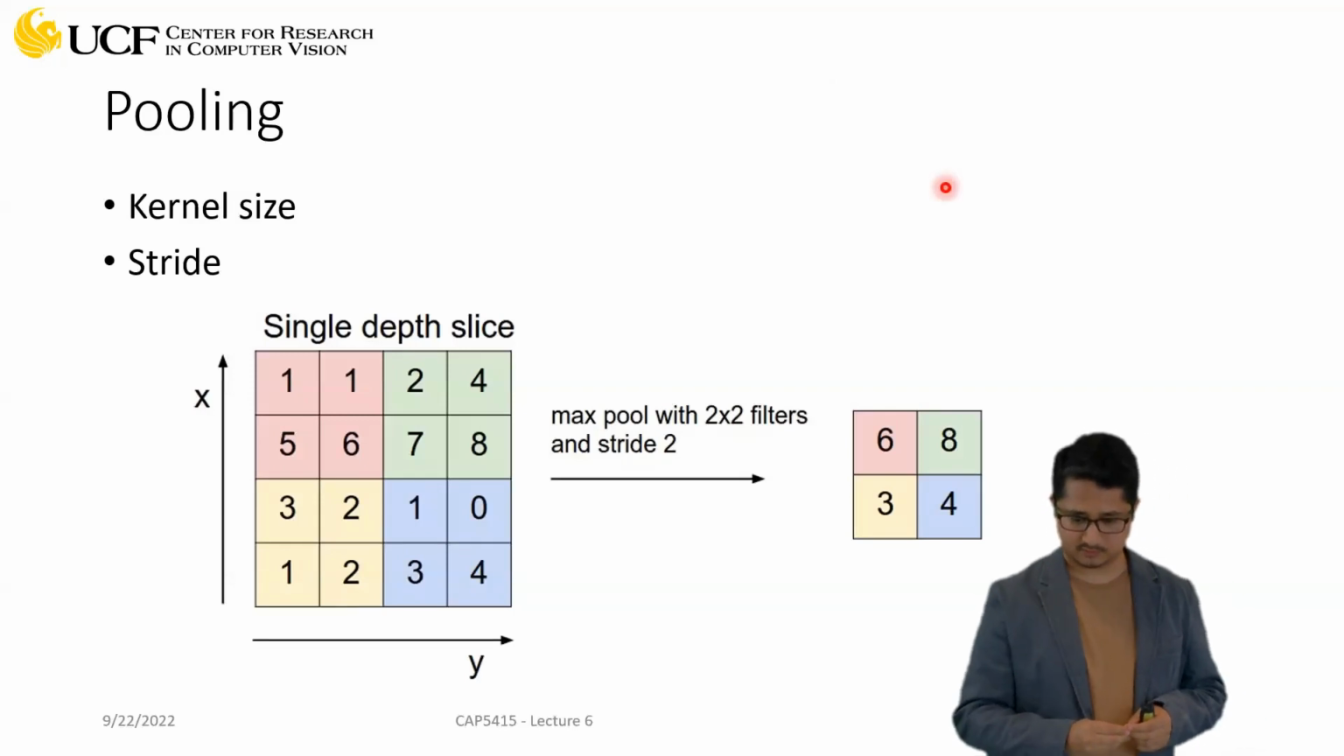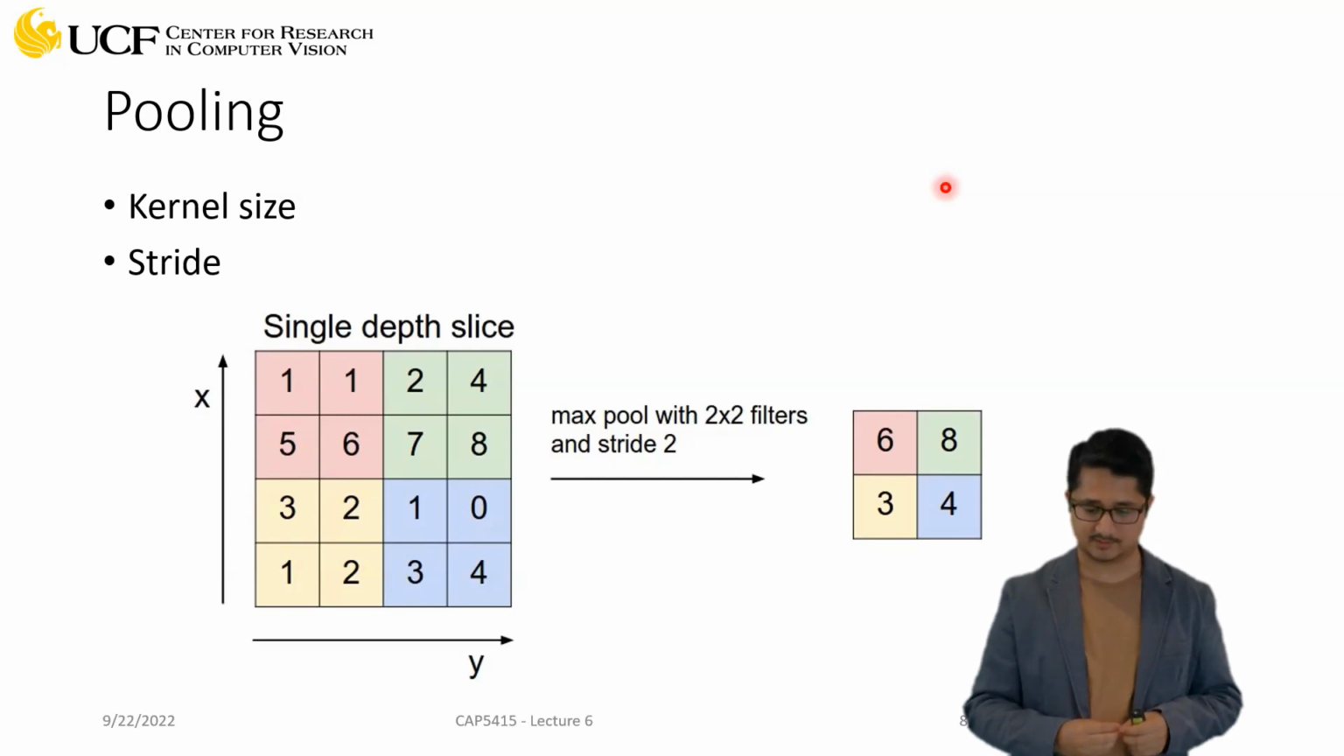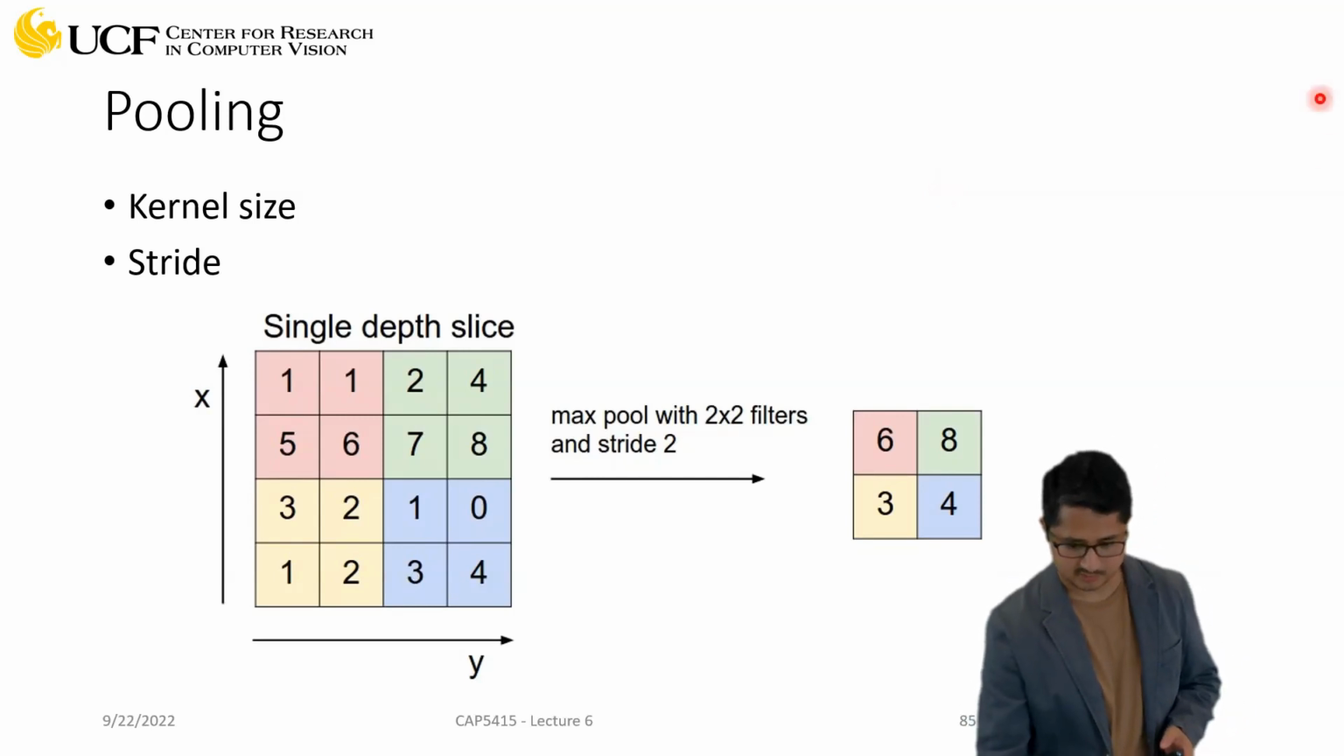Okay, question from Dominic. Could you please explain one more time why pooling causes translation invariance? Sure. Okay, let me do that.